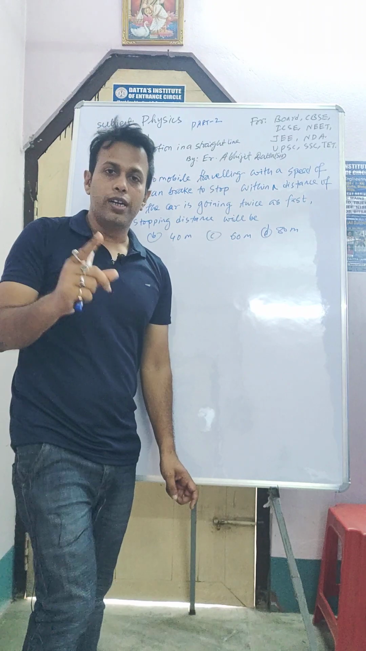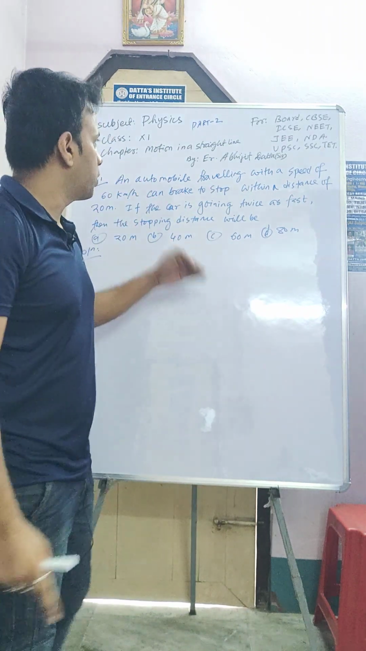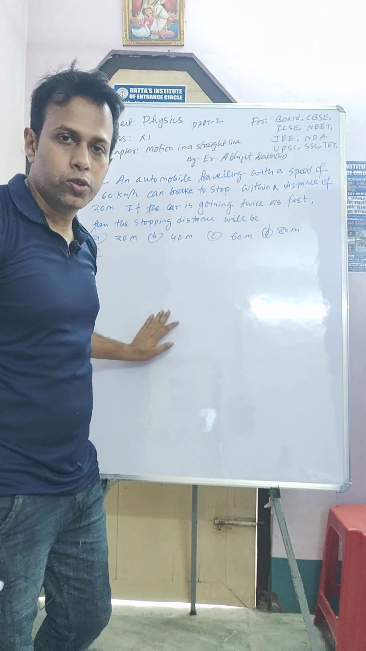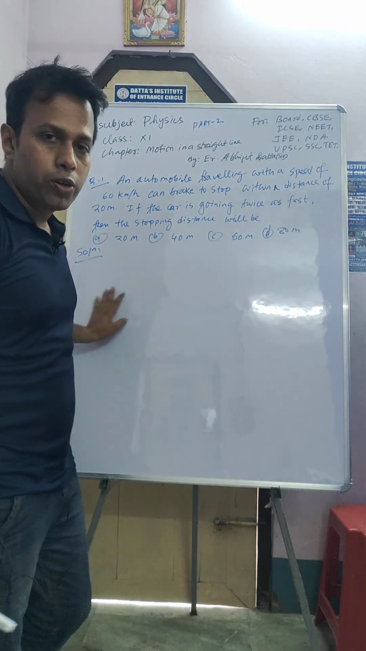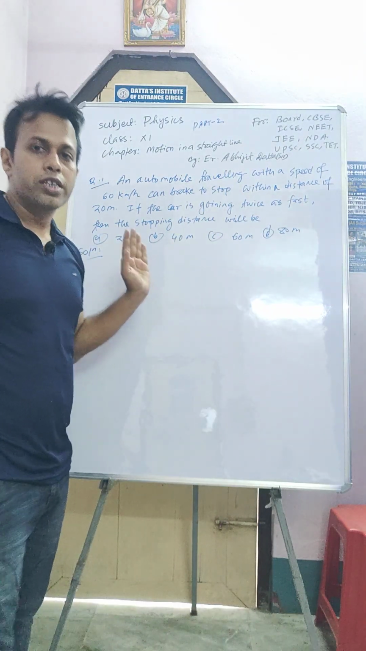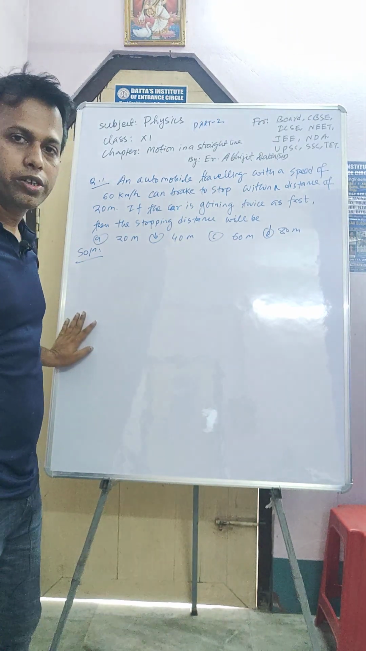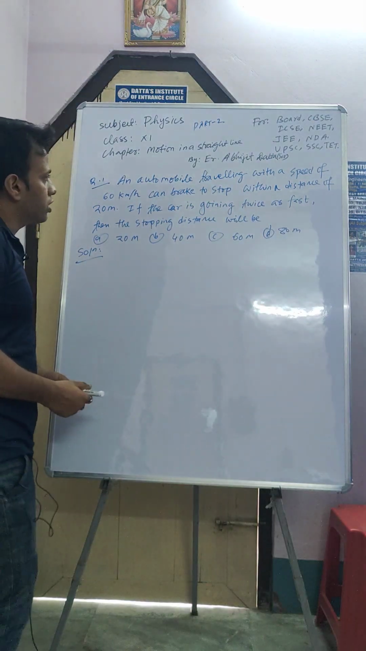So today I will take one class from physics, which is from chapter 2. This one is part number 2, lecture number 2. The chapter is motion in a straight line. And we will do some numericals from the equations of motion, or accelerated motion. Okay. So our first question is like that.